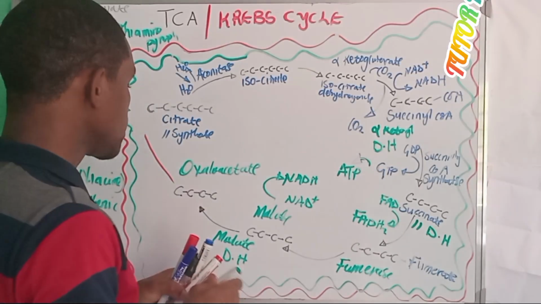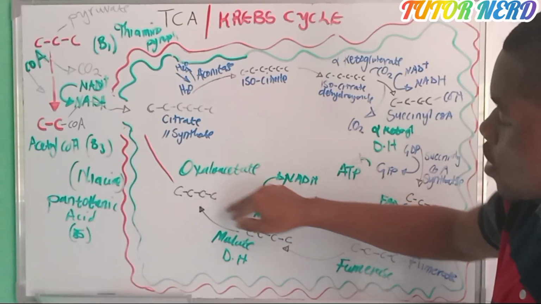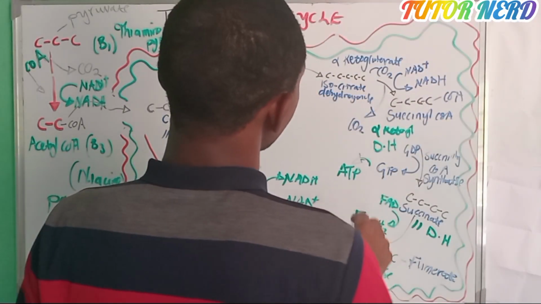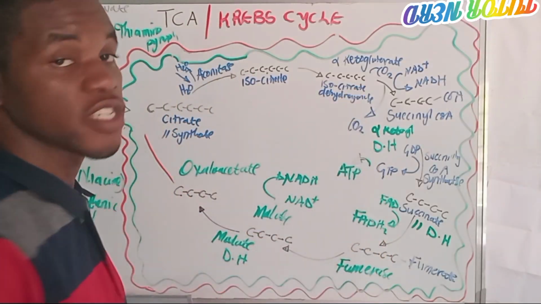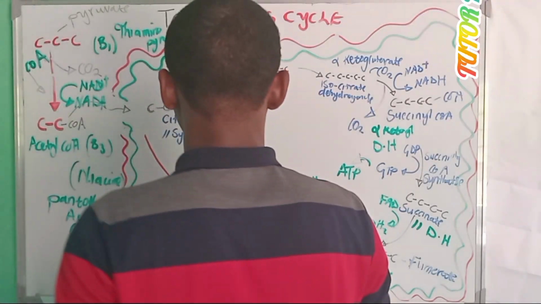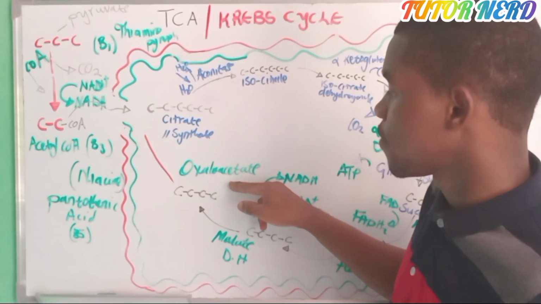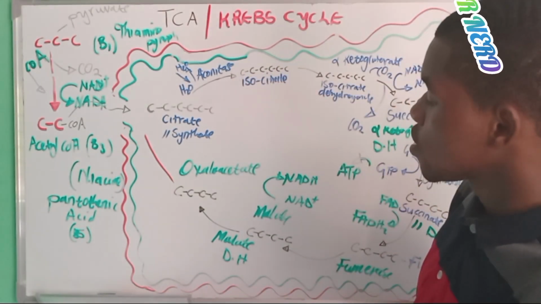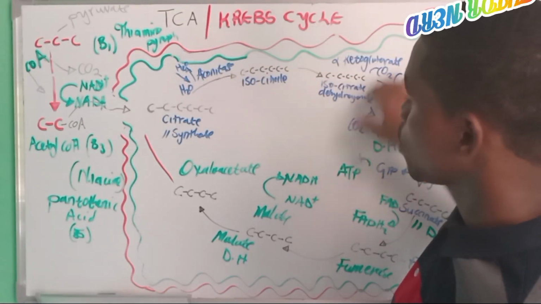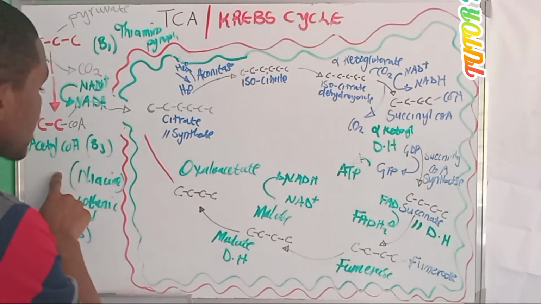Now since we have produced the oxaloacetate, by the way, this process here is reversible. Unlike the process here with the alpha ketoglutarate, this one is reversible. So now we have produced the oxaloacetate here. Since this is a cycle, this process can now continue to do its work. So oxaloacetate will now combine with the acetyl CoA.